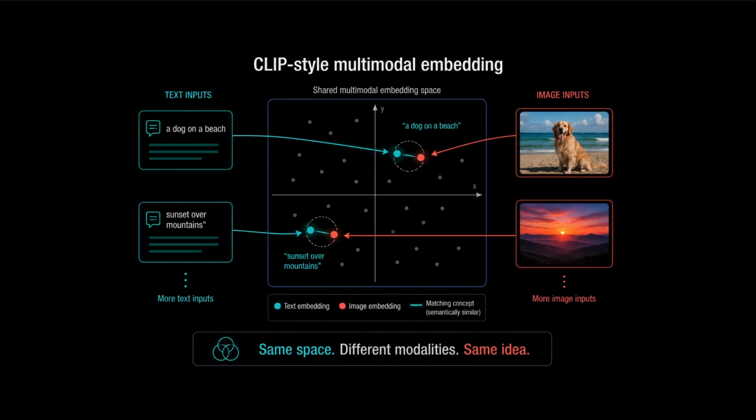The abstraction generalizes completely. Any data like audio, video, code, even molecular structures can be embedded into vectors if you train the right model. Embeddings are really just a general purpose representation format. That's it.